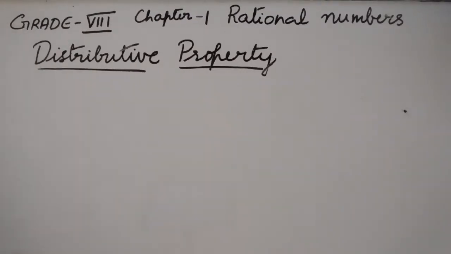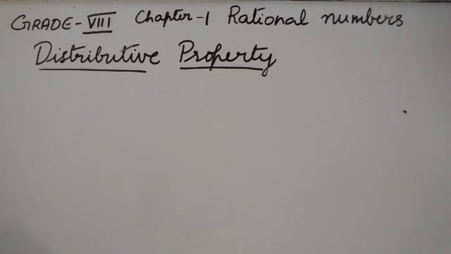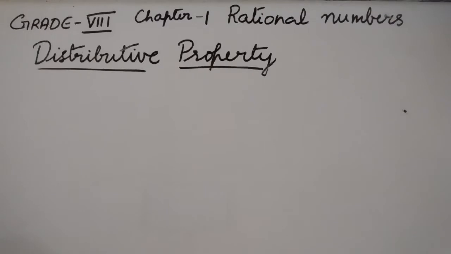In the last class, we learned the meaning of rational numbers and the three properties of rational numbers. The properties were closure property, commutative property and associative property. So today's class, let us learn in detail about distributive property.